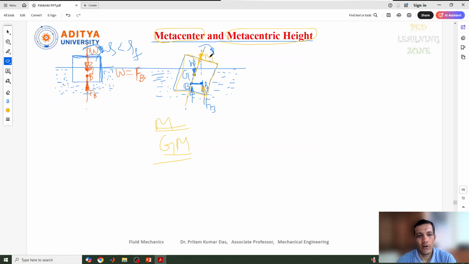So there are a lot of concepts regarding that to find out stability and instability. So this is the concept of metacenter and metacentric height. I hope you understood the metacenter and metacentric height.